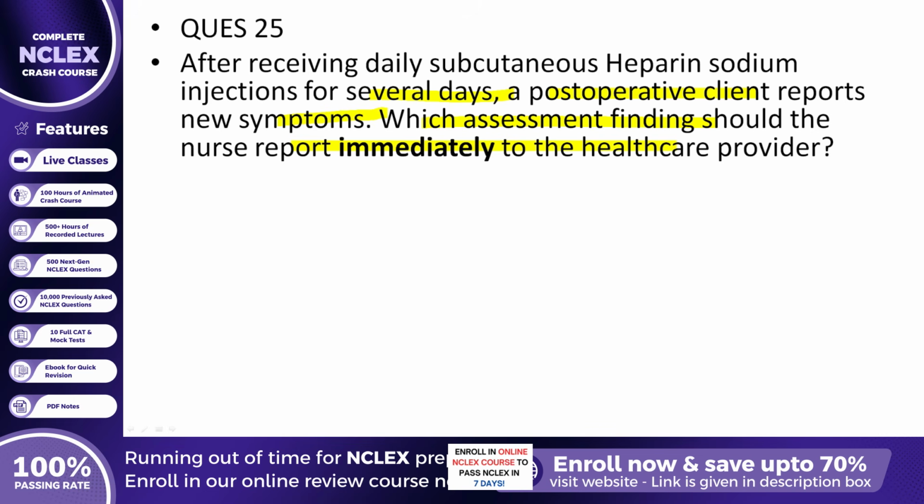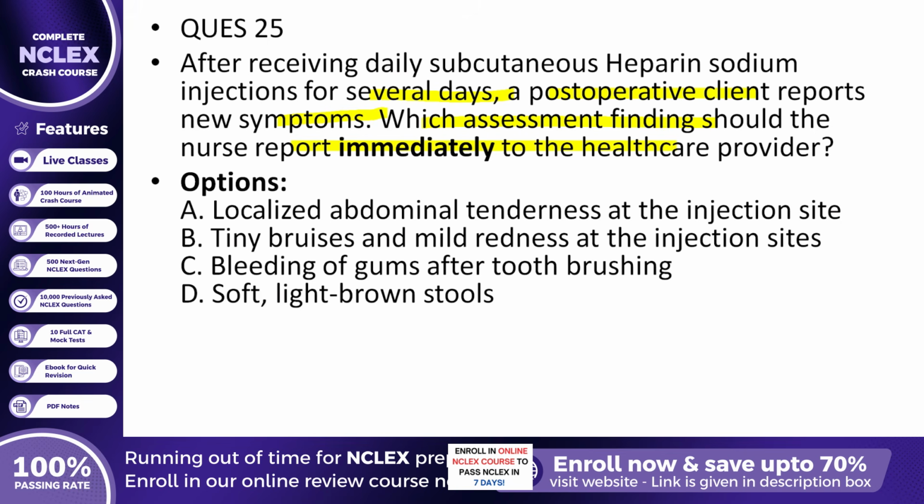Option A states localized abdominal tenderness at the injection site. Option B mentions tiny bruises and mild redness at the injection sites. Option C identifies bleeding of gums after toothbrushing. And Option D describes soft, light brown stools. The correct answer is Option C, bleeding of gums after toothbrushing. Let us analyze this carefully.